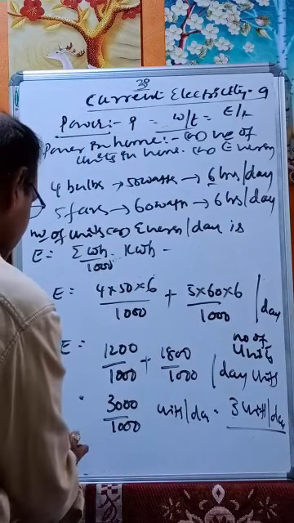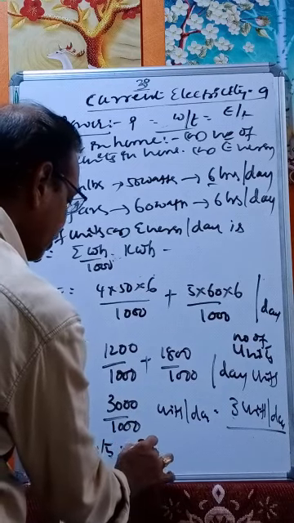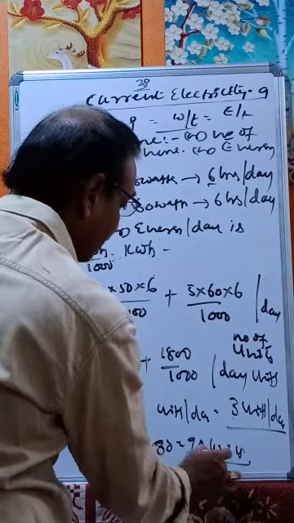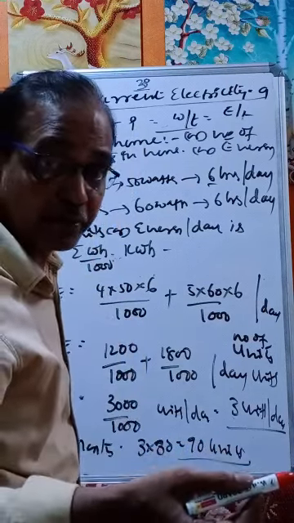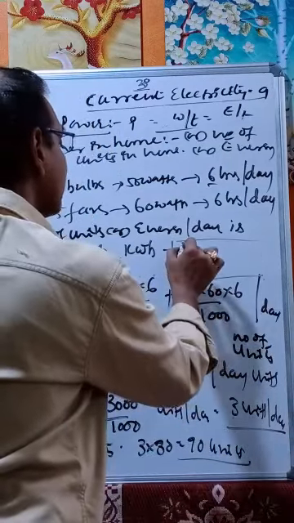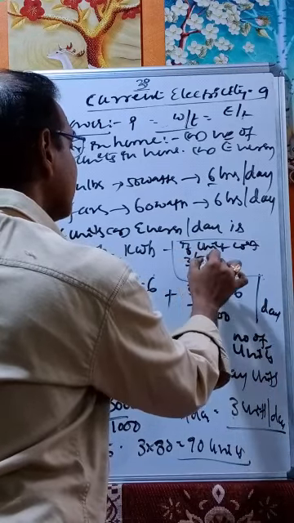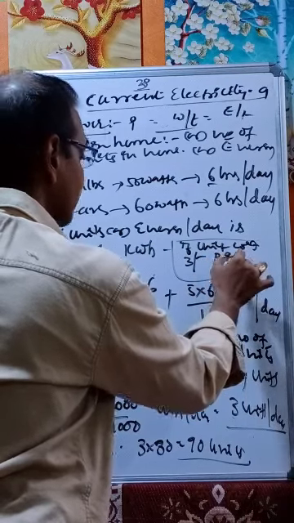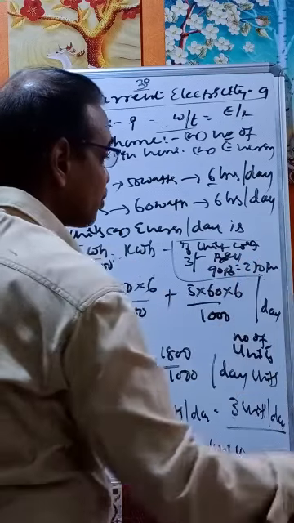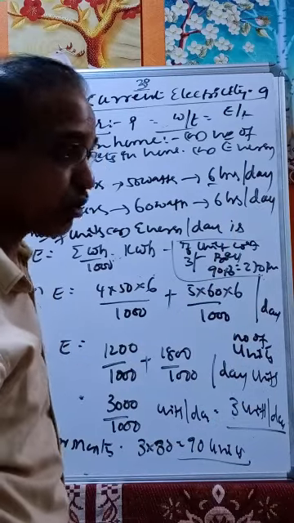Now for a month, how many units are consumed? For a month, the number of units is 3 into 30, 90 units. Now what is your power bill? If each unit costs 3 rupees, then the bill is 90 into 3, 270 rupees is the power bill. The taxes and extras are a different case, not related to our physics.